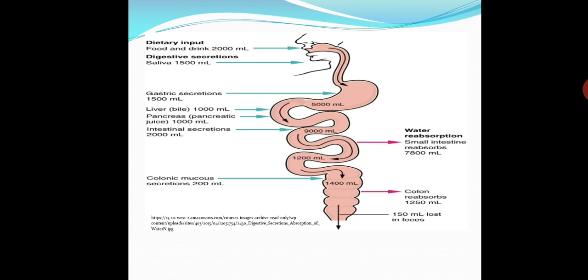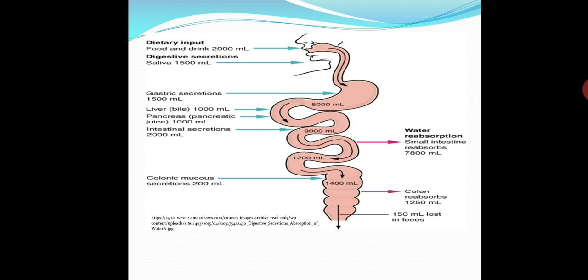The food and drink intake of 2000 ml, added with the digestive secretions, gastric secretions, liver secretions, pancreatic and intestinal secretions, make up about 9000 ml, and about 7800 ml of ingested liquid along with the solid foods is absorbed in the small intestine, and the remaining amount moves to the large intestine where about 200 ml of colonic secretion occurs.